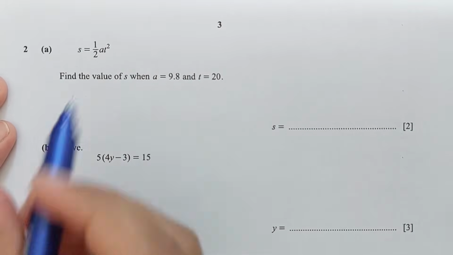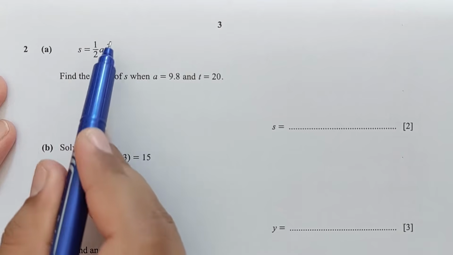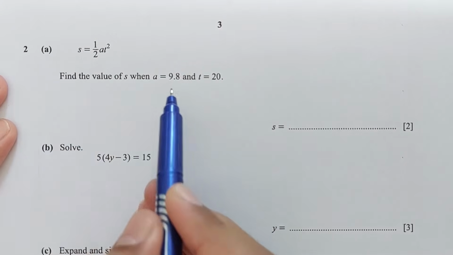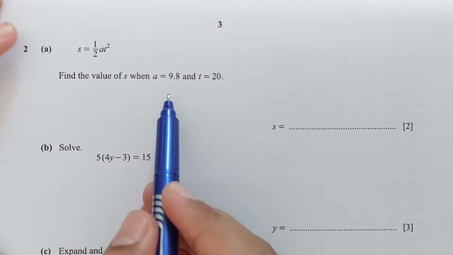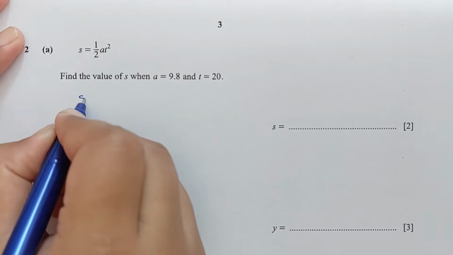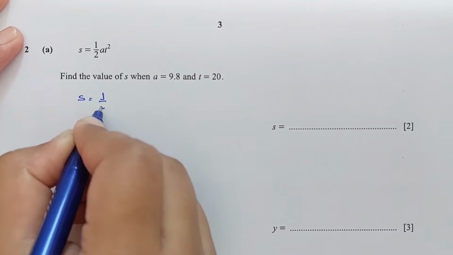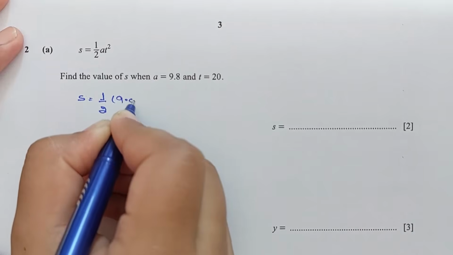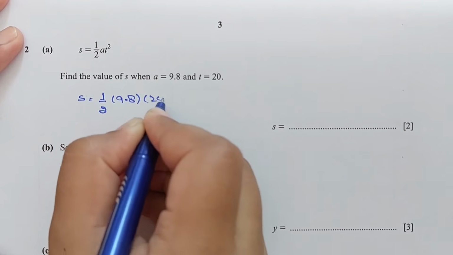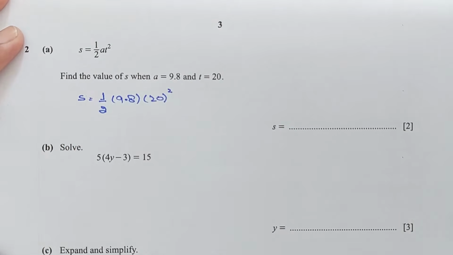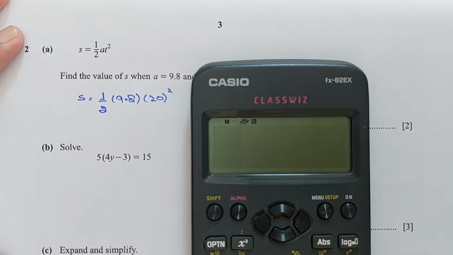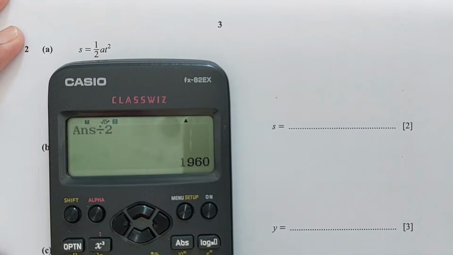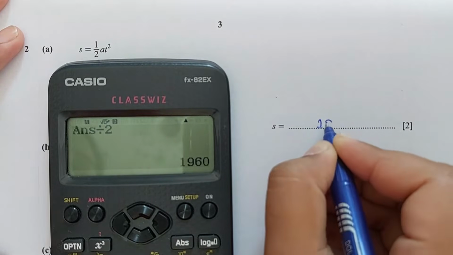Question number 2, part A, we have S equals 1 by 2 AT square. Find the value of S when A is 9.8 and T is equal to 20. So solve for S, which is half, A is 9.8 and T is 20 square. Let me simplify. 20 times 9.8 divided by 2. 1960 is the value for S.